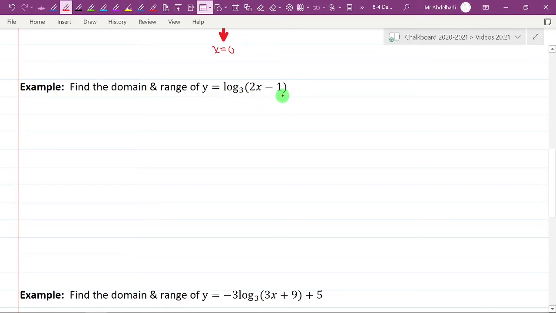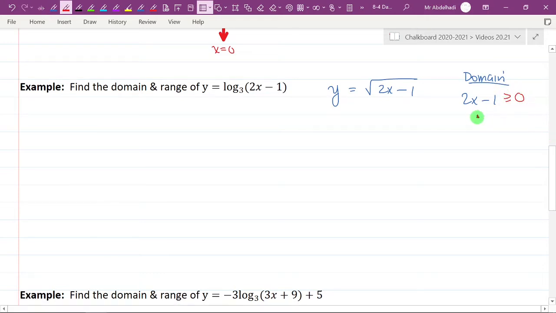But this logarithm here has a shift. So instead of making a graph, we can just do what we did for square root functions. If you remember with square root functions, if we had a square root of, let's say, 2x minus 1, and we wanted to find the domain of that square root, we had to take what was inside the square root and set it greater than or equal to 0, like this. And then we'd solve by adding 1 to both sides, and then we divide both sides by 2.